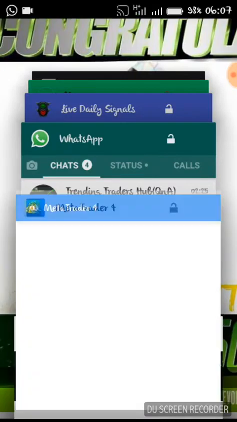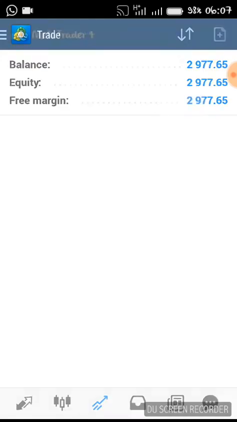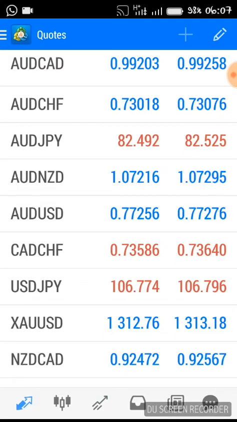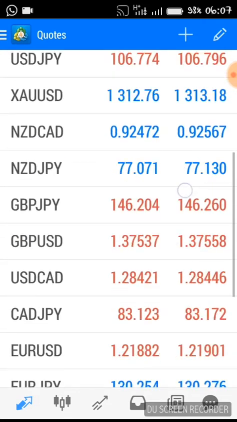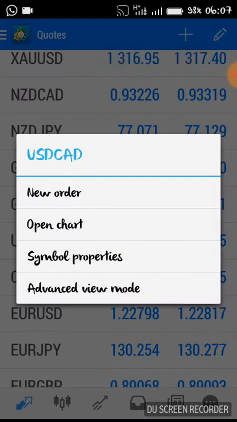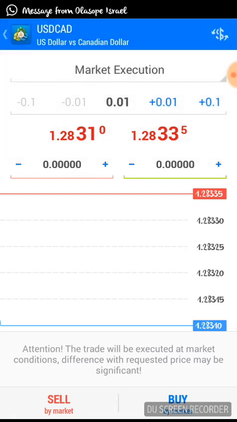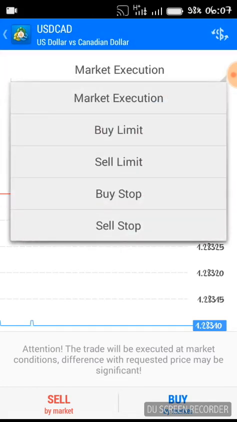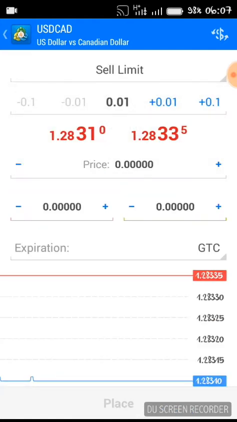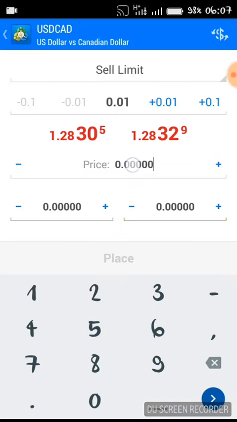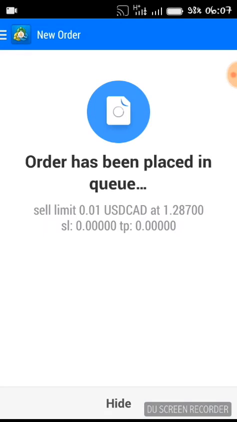So I come to my MetaTrader, and the first thing I want to do is to look for USD/CAD on my account here, and this is USD/CAD. I will press on new market. I want to first of all check and be sure that my lot size is on 0.01. So I will click on this and pick sell limit. Remember that order said sell limit, and I've copied my entry price. So the next thing I want to do is to press this and hold and paste my entry price there. I place it until I get the sound, and I know that I'm done.